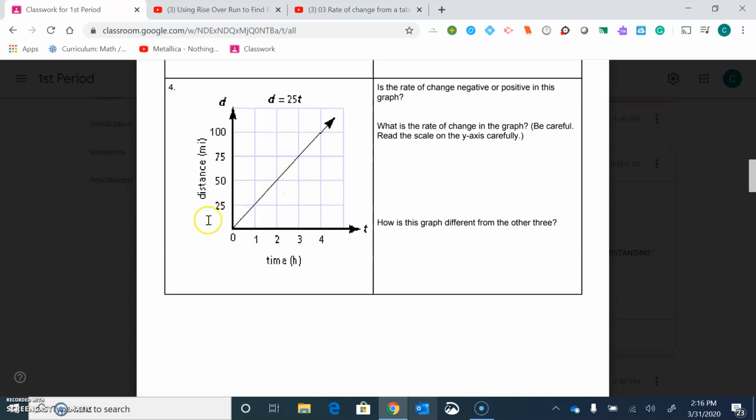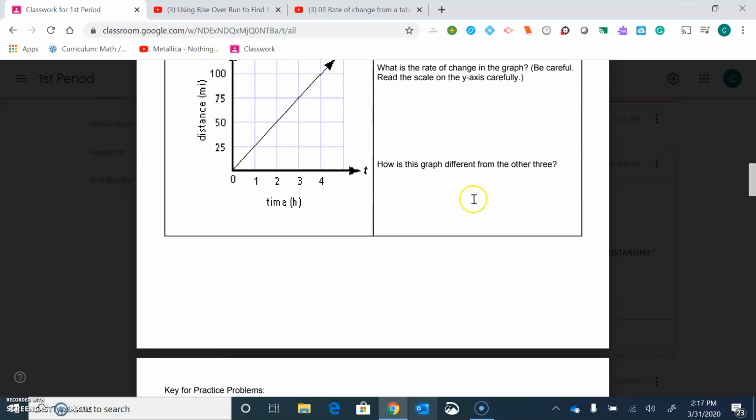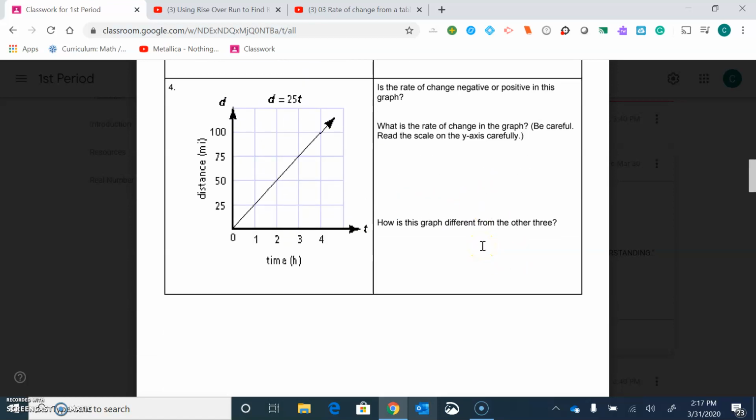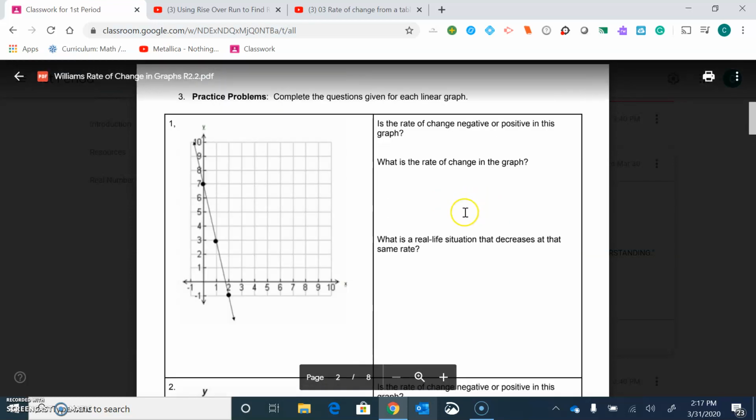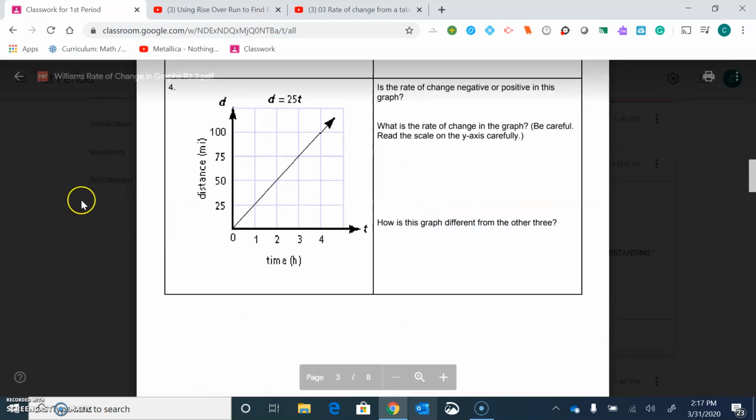Not necessarily. If you look at the graph, this is jumping from 25 to 50. So when I go up 1, I'm actually jumping 25. So it'll be 25 up and then right 1, 25 over 1. So my rate of change is 25. It says, how is this graph different from the other 3? I'm going to let you guys decide that one. So that's how you would do the practice problems for the second one.